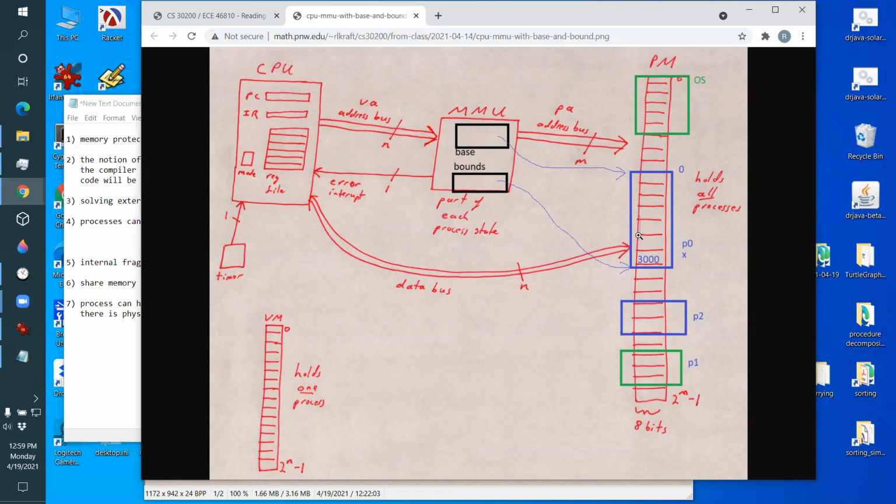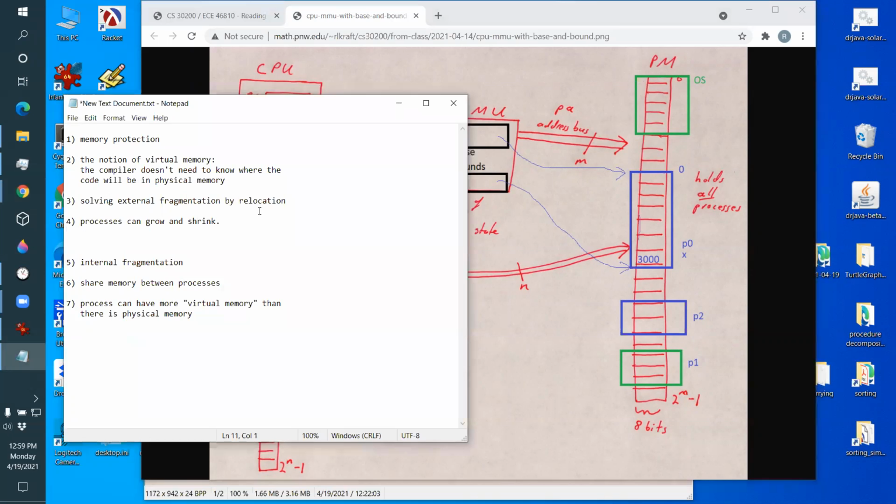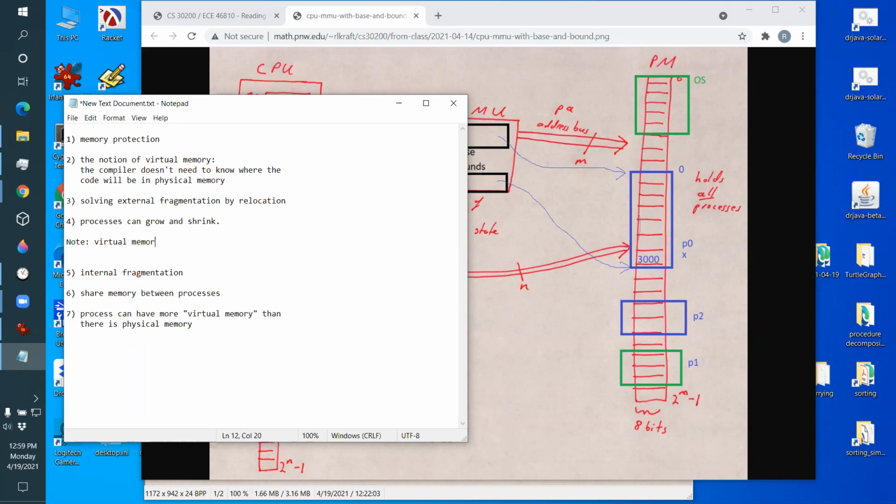Notice that right now the virtual memory space is always smaller than the physical memory space. By the very definition of base and bounds, the base and bounds have to be addresses within the physical memory space. So one disadvantage of this system is that every virtual memory space is smaller than physical memory. It's not an advantage, it's just something to note. Over here, you can say that the virtual memory space is always smaller than physical memory.